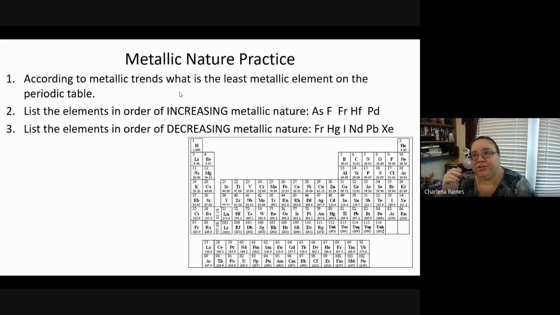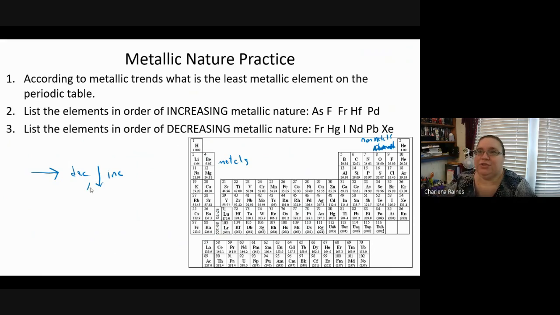So my first set of questions, we are looking at metallic nature. So remember, metallic nature, as I go across, decreases because we go from our metals to non-metals. Then I give myself enough room to write. As we go down a group, my metallic nature increases. Because again, we have non-metals on top, metals on bottom.